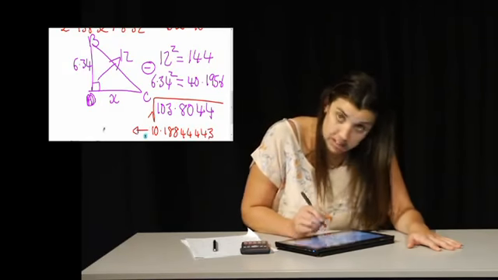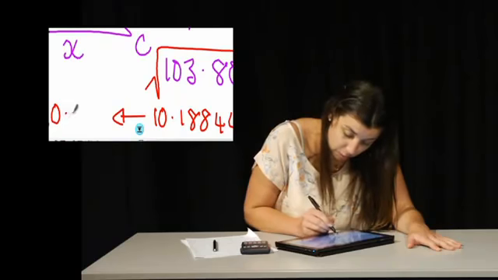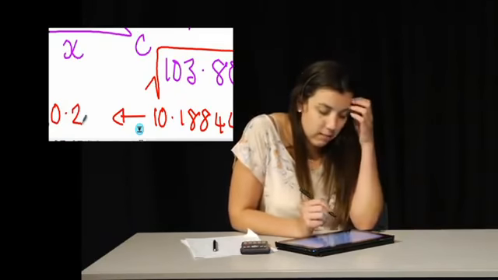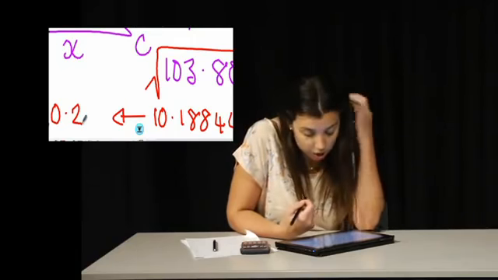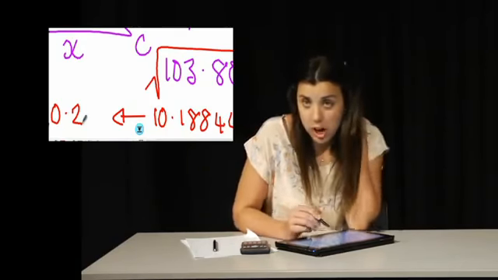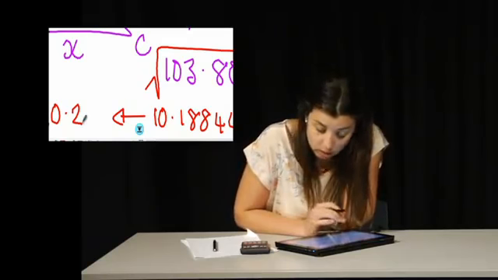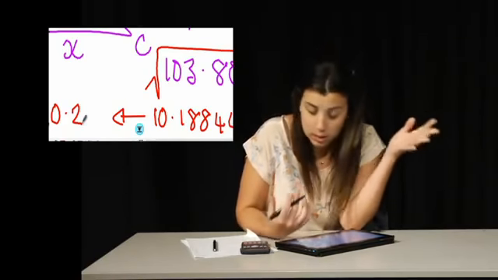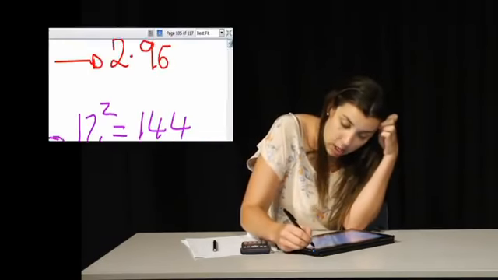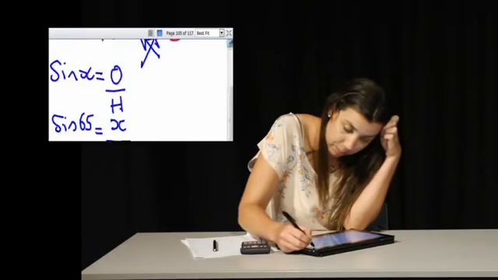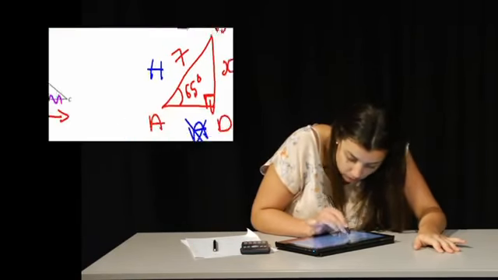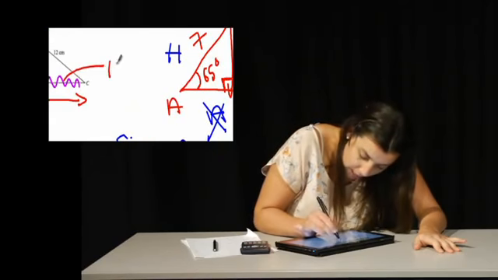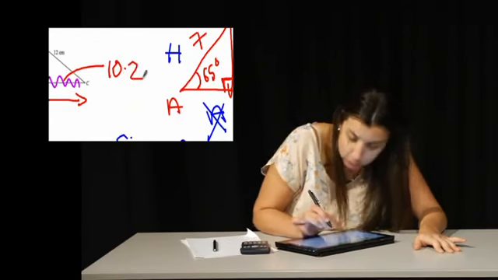I'm going to round that to 3 significant figures, which is going to be 10.2. Is that reasonable? So the hypotenuse is 12. The hypotenuse is the largest side. If that's the largest side, our value for x has got to be less than 12, and it's 10.2. Sounds reasonable. So let's go back up to our original diagram. We've done all our working out, and we now know that this line here is actually 10.2.